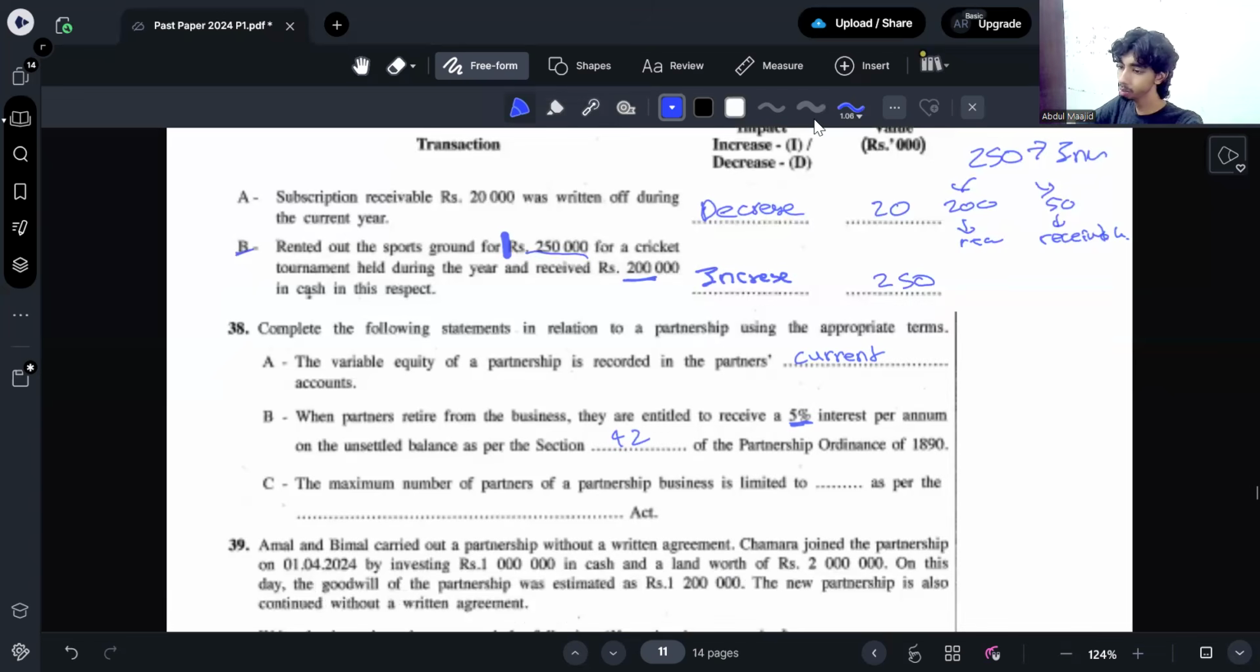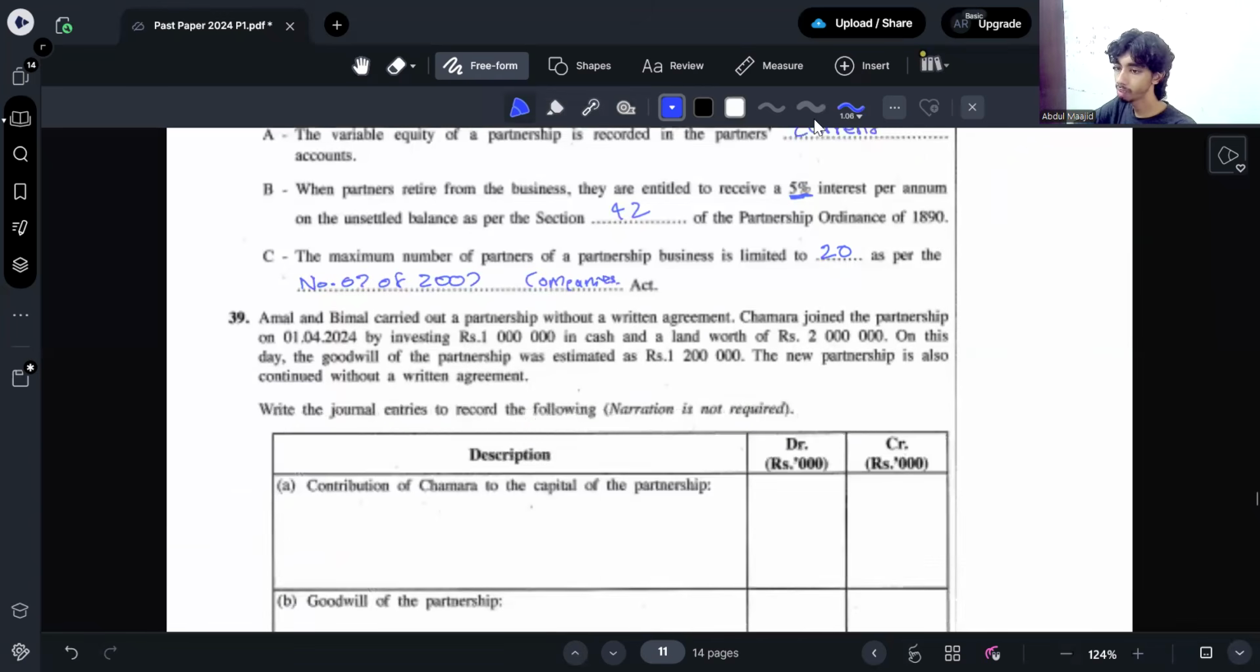C. The maximum number of partners of a partnership business is limited to 20 as per which act number is telling is limiting to 20 the number of partners. The Companies Act number 7 of 2007, right? So you should write number 7 of 2007 Companies Act. Don't just say Companies Act, it will be wrong.